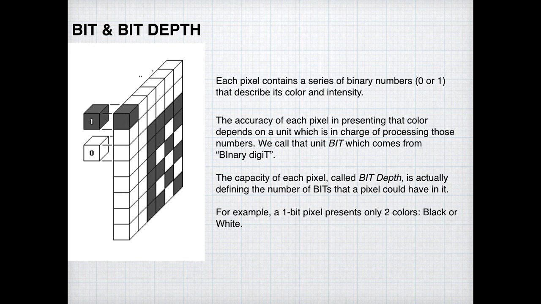So a bit: each pixel contains a series of binary numbers, zeros or ones, as I mentioned, and the accuracy of each pixel in presenting a color is called a bit. It's another unit of measurement, which comes from binary digit. The capacity of each pixel, called bit depth, is the defining number of bits that a pixel could have in it. So these are smaller units that make up one individual pixel.